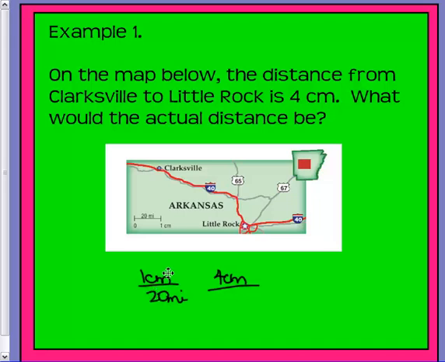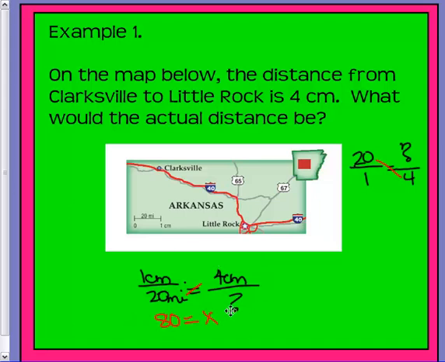Okay, Miss P, how do you know which one goes on top? It doesn't matter. I could do the 20 on top and the 1 on the bottom, and the 4 on the bottom, and my unknown on the top. Either way, we're going to see what they equal when we use cross products. So 4 times 20, 4 times 20, see that I'm multiplying the same thing? That's why it doesn't really change.